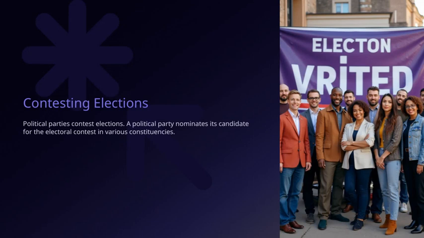Now, let's talk about how elections work in our democratic system. Political parties play a crucial role here. They contest elections by putting forward their candidates to represent them. Essentially, each party selects a candidate they believe will best serve the people's interests in a specific area. These candidates then compete in various constituencies across the country.